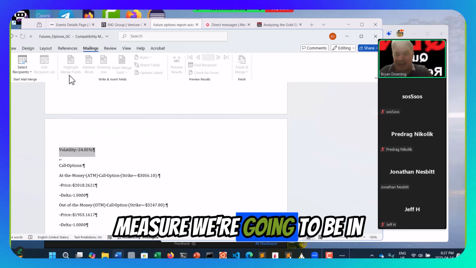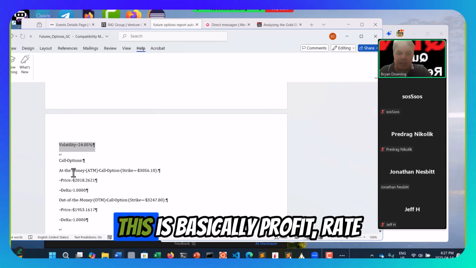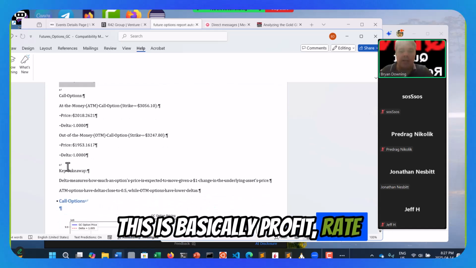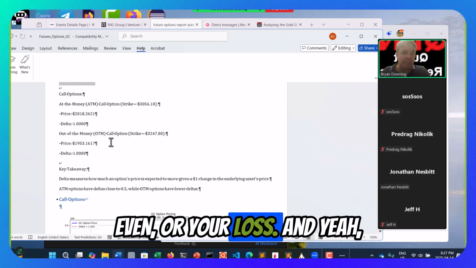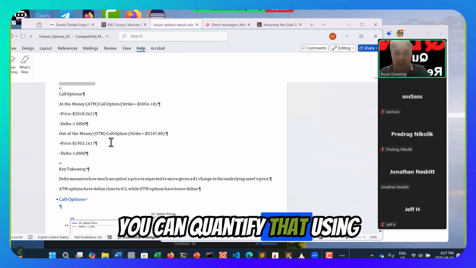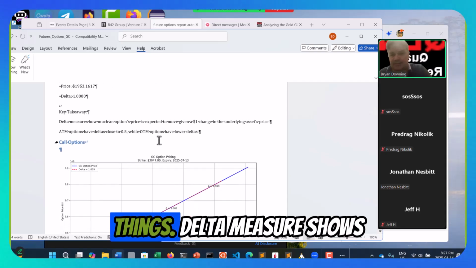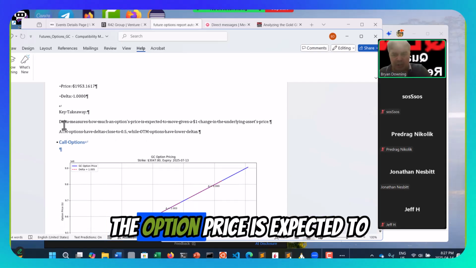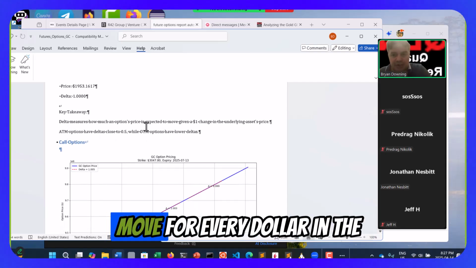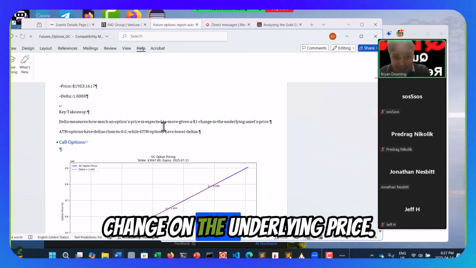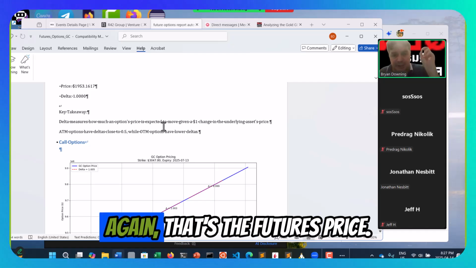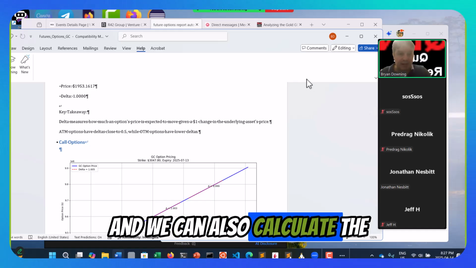And then here we can measure whether we're going to be in the money or at the money, and this is basically profit, break even, or your loss. And yes, you can quantify that using these techniques. So here we're trying to show two things. Delta measures how much the option price is expected to move for every dollar change in the underlying price. Again, that's the futures price.